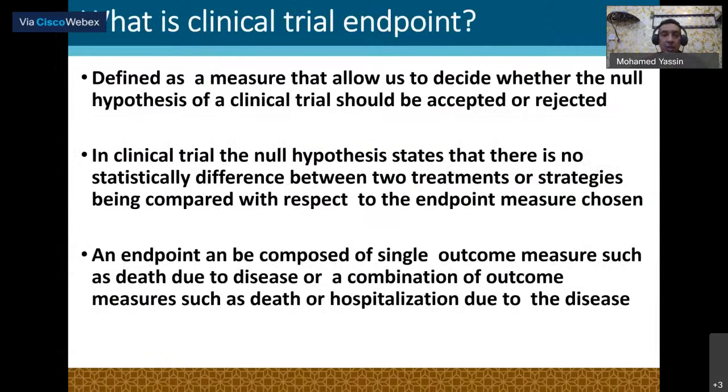So in clinical trials also, frequently we are talking about clinical trial endpoints. Always we are talking about primary endpoint, secondary endpoint. We define the endpoint as a measure that allows us to decide whether the null hypothesis of a clinical trial should be accepted or rejected. I will oversimplify it for you.